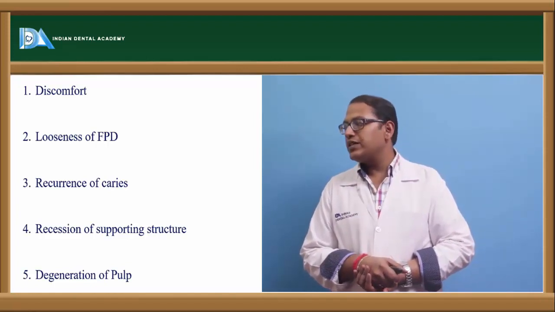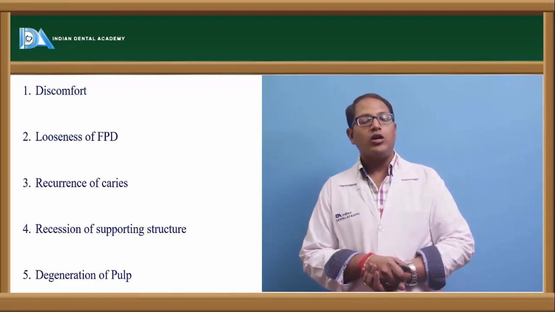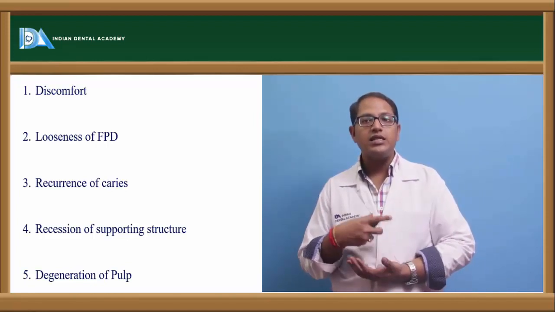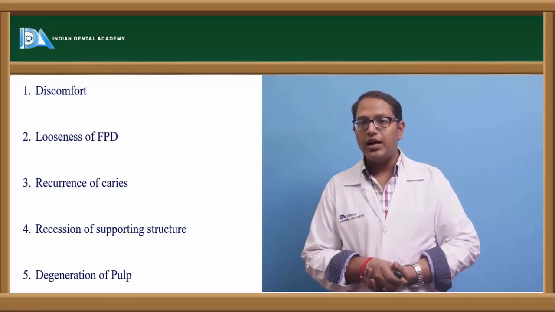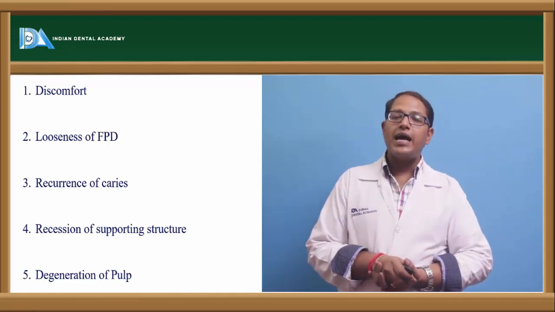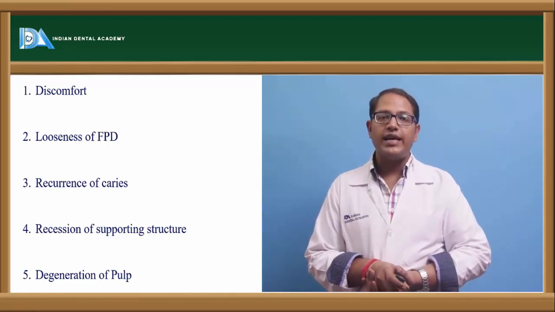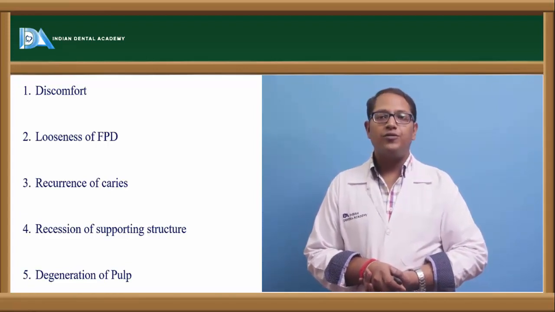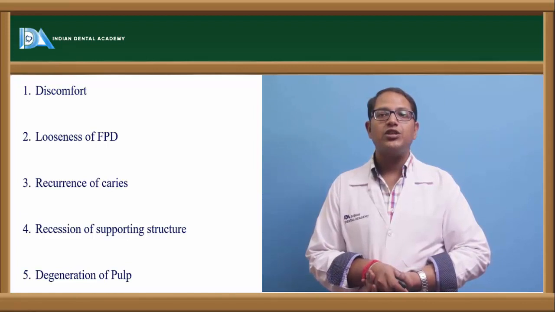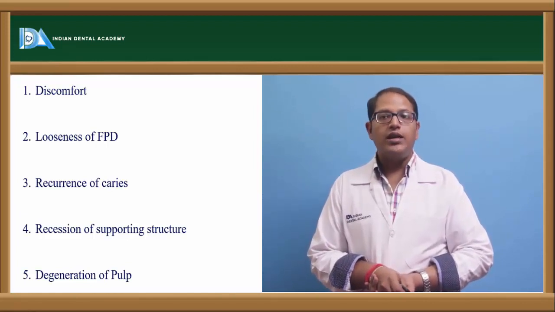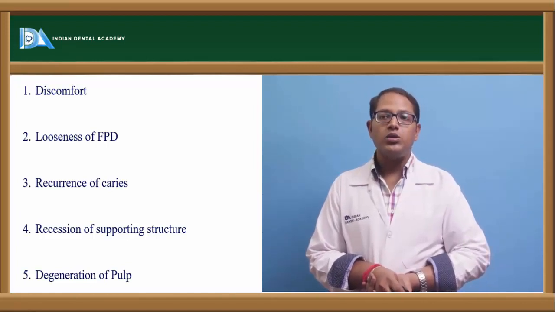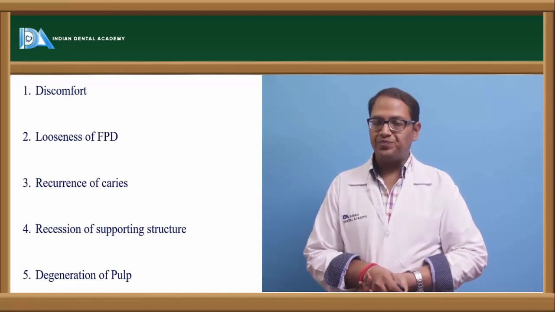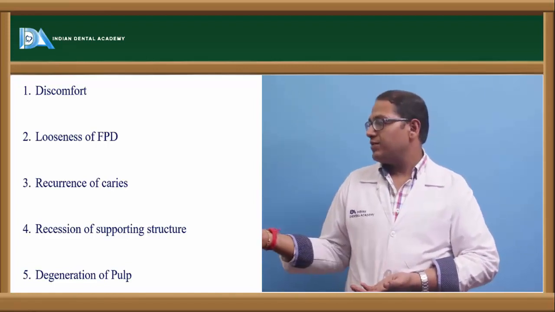Now recession of the supporting structures. What all should we see if there is a recession of the supporting structure, and how does it come about? The length of the span that we have given in our fixed partial denture, or size of the occlusal table, embrasure forms, or overextension of the cervical margin. Impression technique and also susceptible recession of the gingiva. There can be degeneration of the pulp as well.